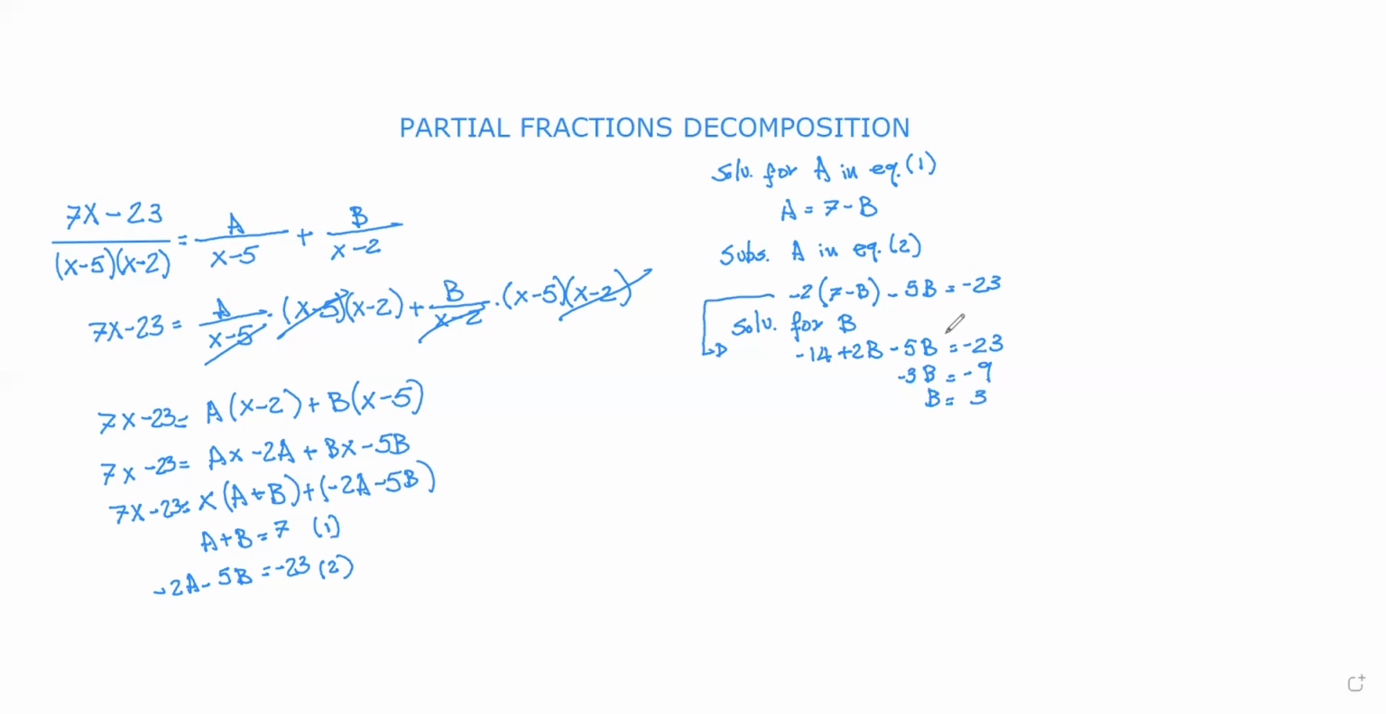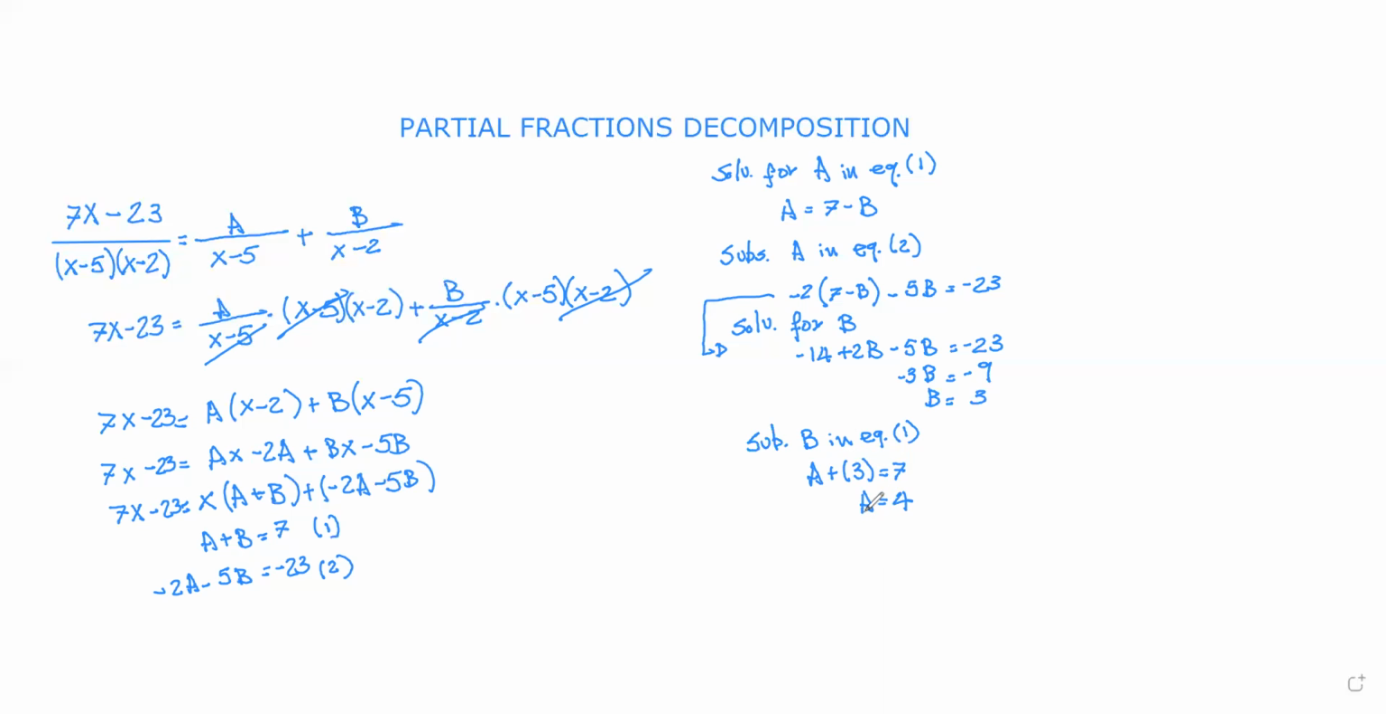Okay. So right now we will just have to substitute B in equation 1 to get the value of A. Or it could be this one as well, it's the same thing. So this will be A plus 3 equals 7. And so A will be equal to 4.